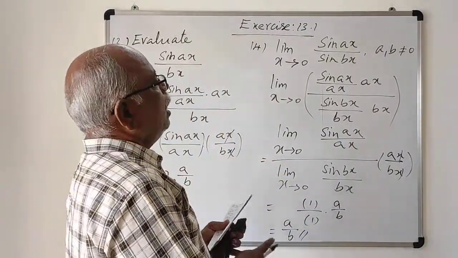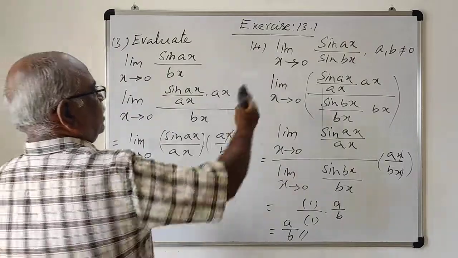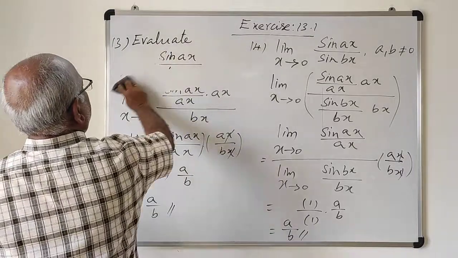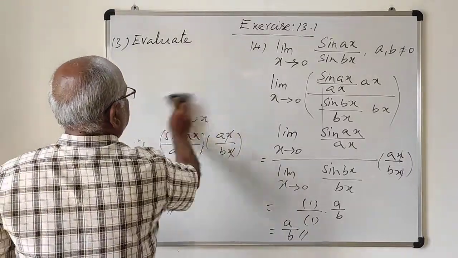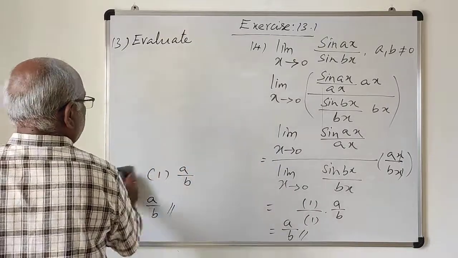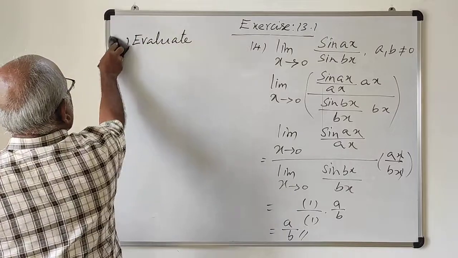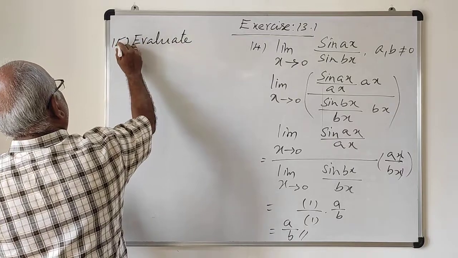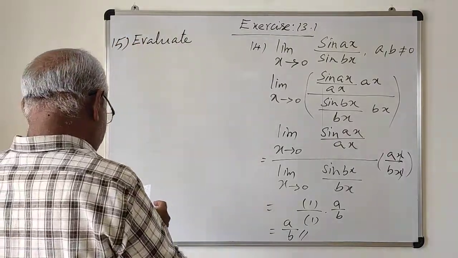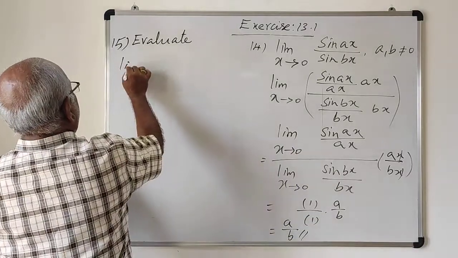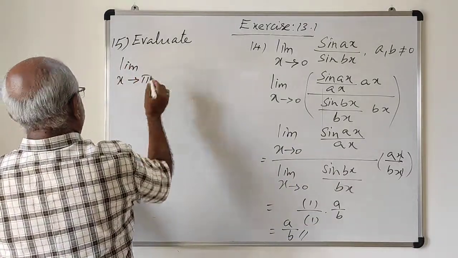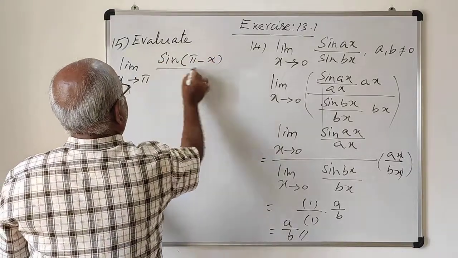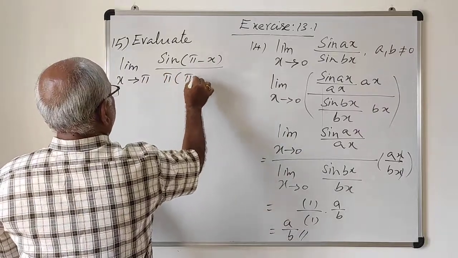Next, like that you will solve the sums using that trigonometric result. Next, problem 15. The results you have to remember, then only you can solve the problems easily. Fifteenth problem: limit x tends to pi, sin of pi minus x by pi into pi minus x.